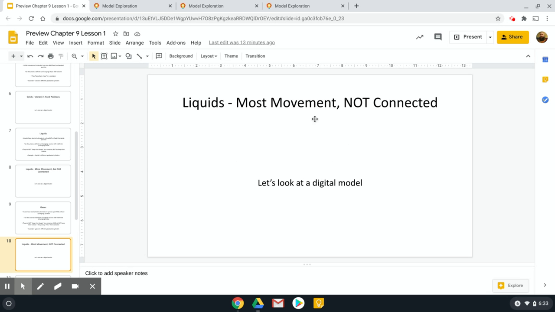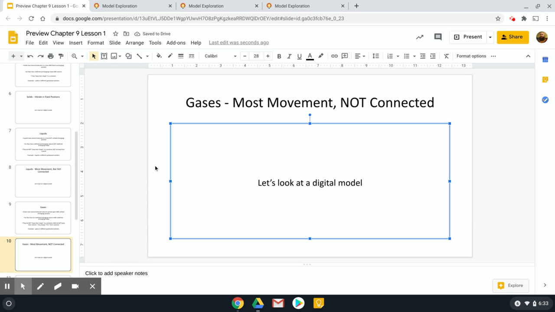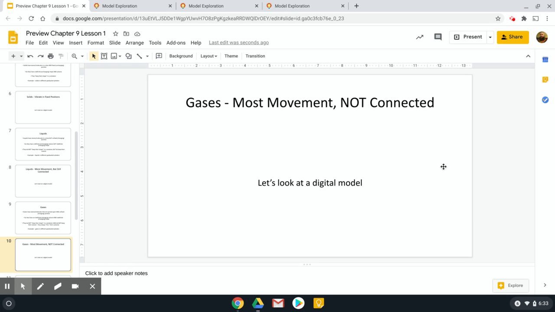So liquids have the... whoops, this should be gases. Gases have the most movement compared to solids and liquids, and they are not connected.